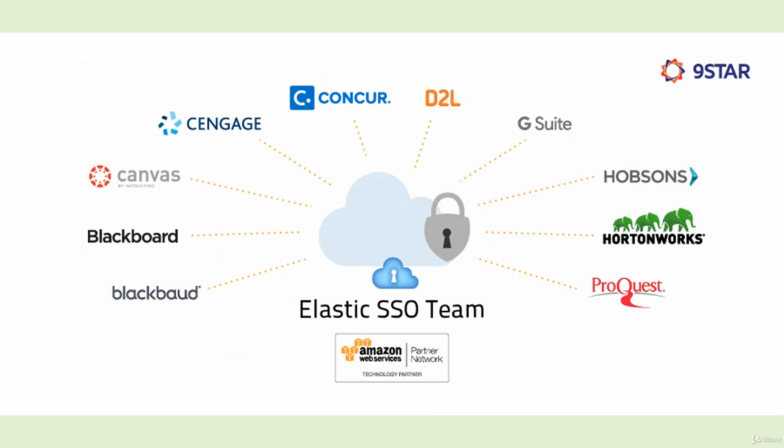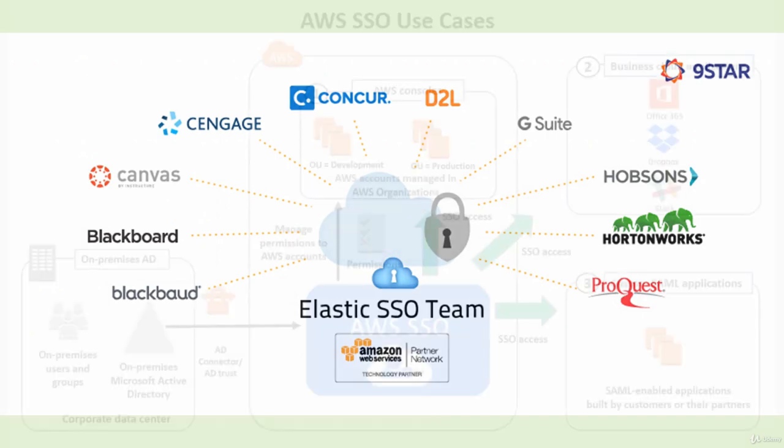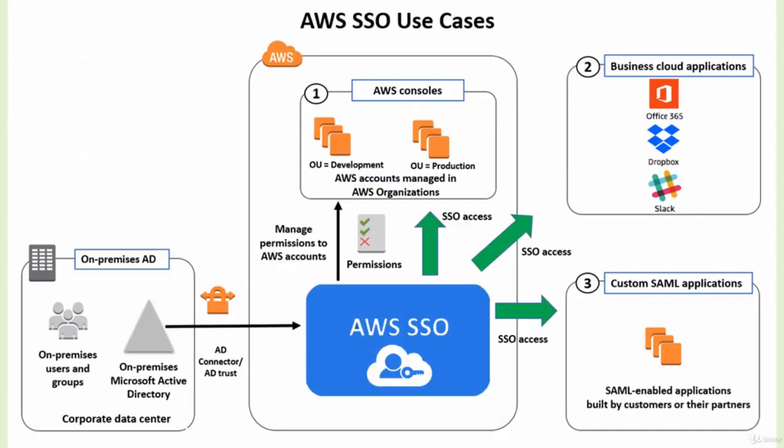It has an elastic SSO team. They could be working on different projects or different vendors. The Amazon partner network is huge. Then there could be various use cases for SSO. One of them could be here.